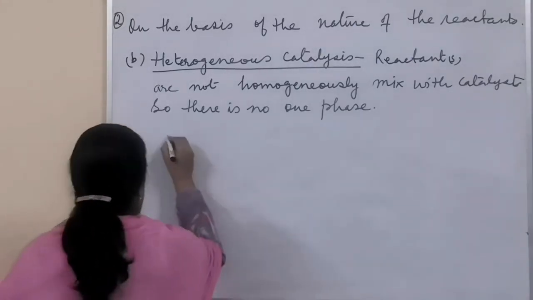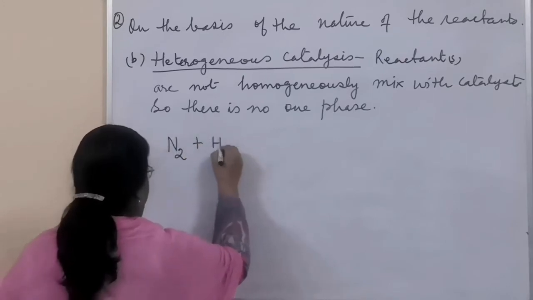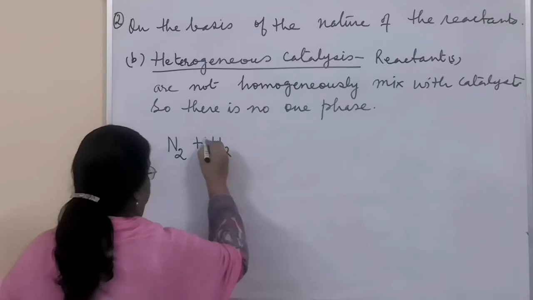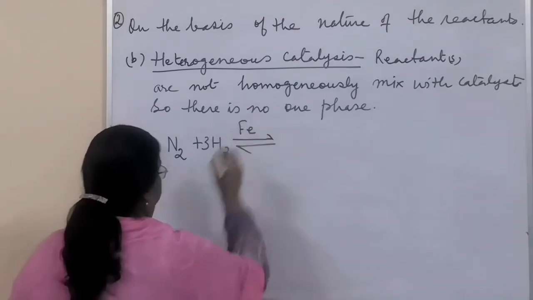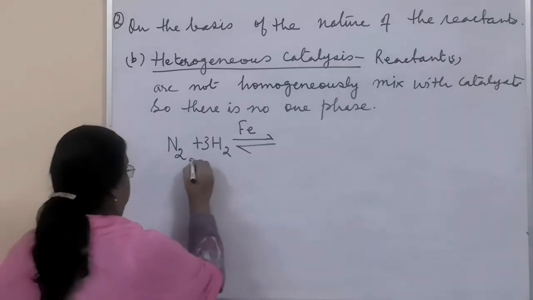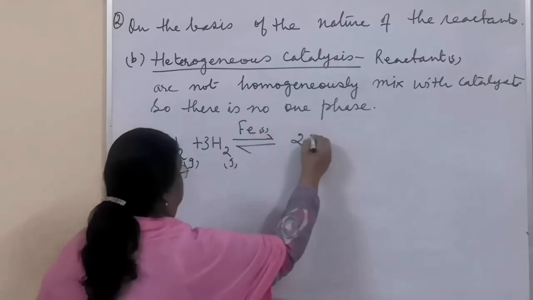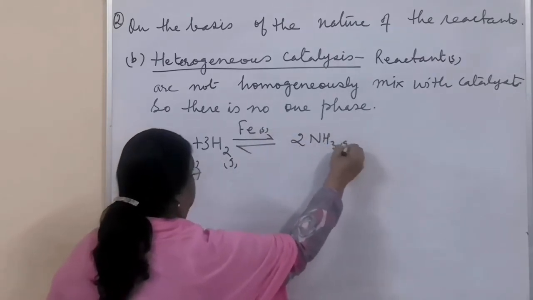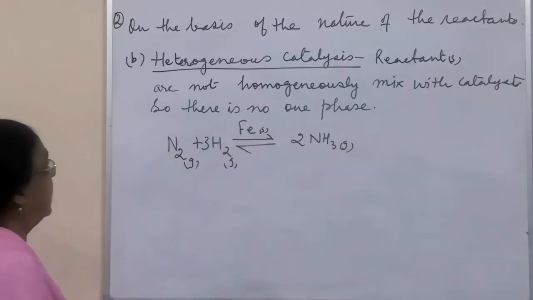Examples you have seen already: nitrogen, which is a gas, and hydrogen, which is a gas, both are reactants, taken over iron, which is the catalyst, a solid. So this is gas, but this is solid, and we are obtaining gas. So the catalyst is in a different physical state.